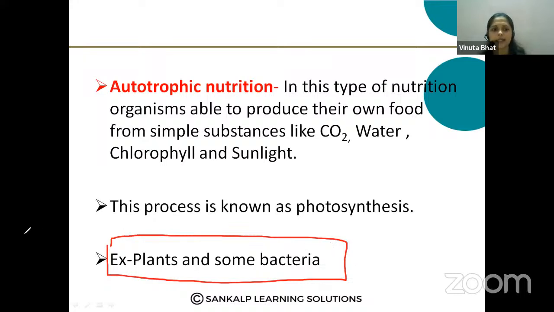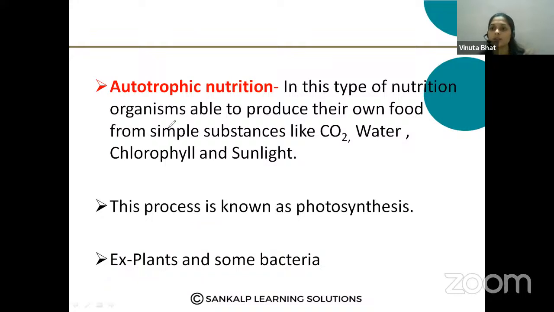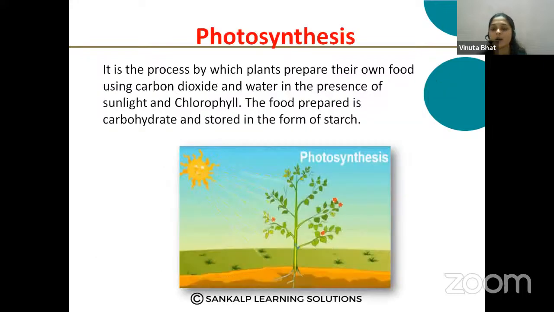Then you know that plants prepare their own food with the help of carbon dioxide, water, chlorophyll, and by using sunlight. What is that process called? That process is called photosynthesis, right? So in the photosynthesis process, what happens?